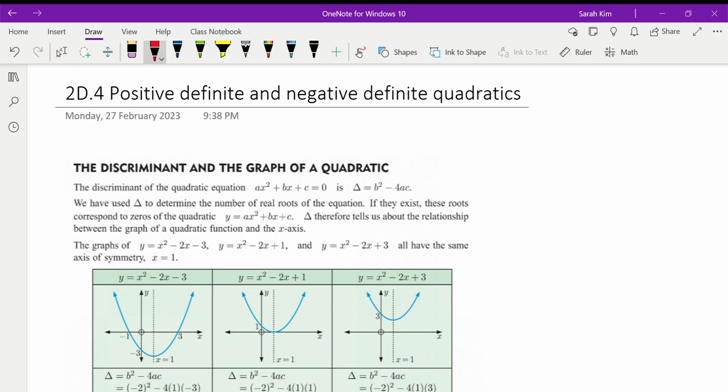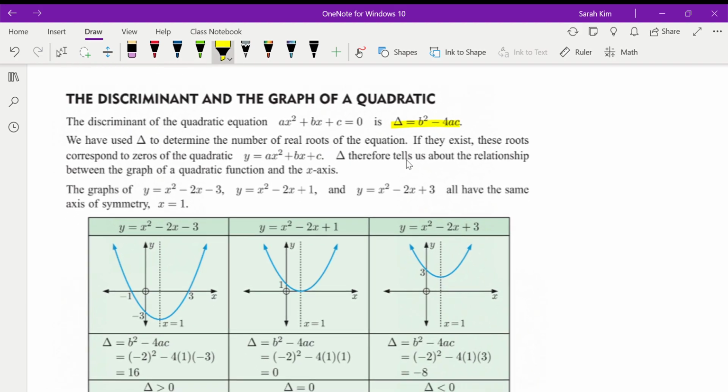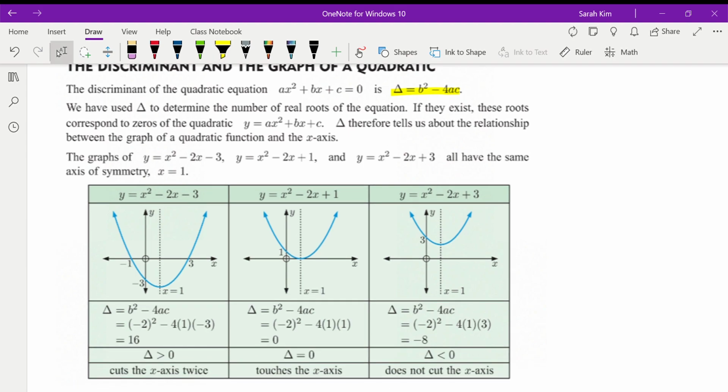So 2D.4 lets us define positive definite and negative definite quadratics. So let's have a look. We know that the discriminant is b squared take 4ac. So that's going to tell us a couple of things.